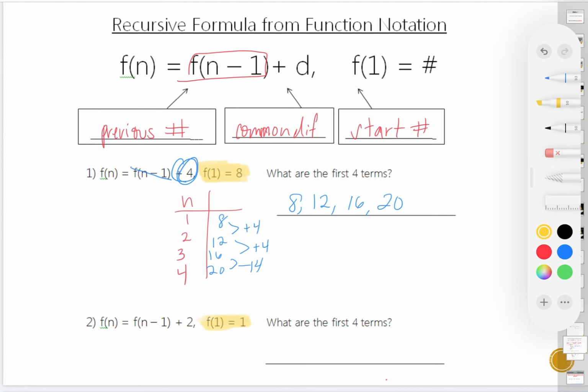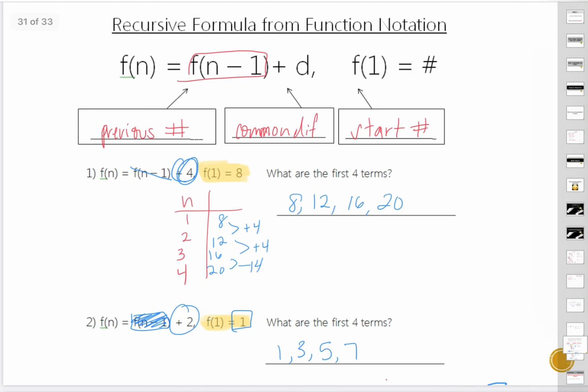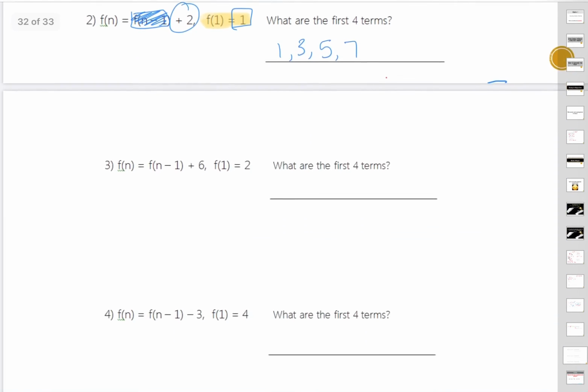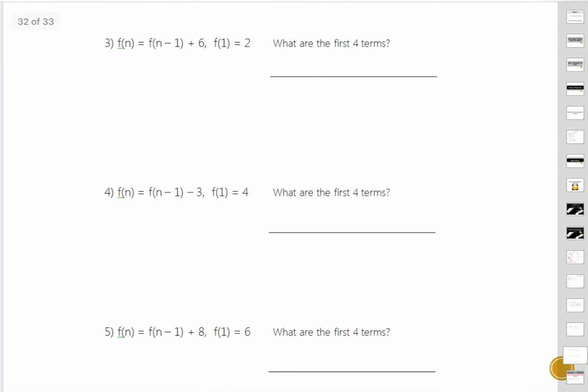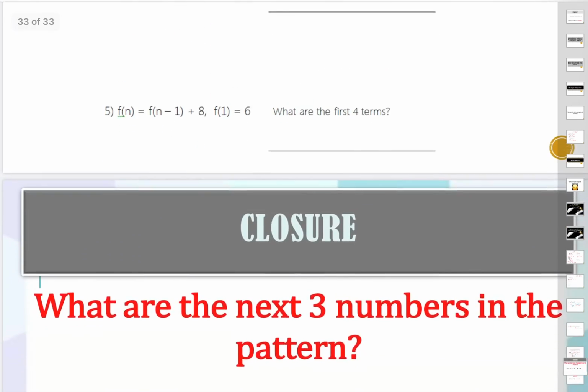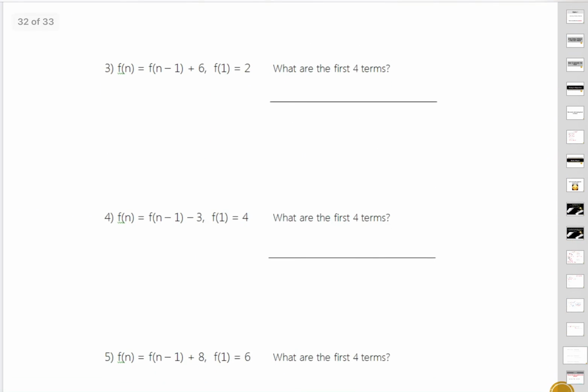Okay? Same thing we just did. So this is your starting number. The first number in my pattern is a 1. Then it says take the previous number. Don't let the notation confuse you. Take the number you just wrote down, the previous or the starting number, and you're going to add 2 to it. 1 plus 2 is 3. 3 plus 2 is 5. 5 plus 2 is 7. Super easy. So I want for you to try the same thing with numbers 3, 4, and 5.